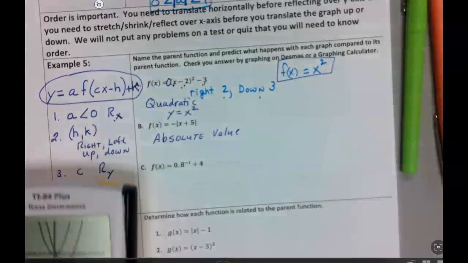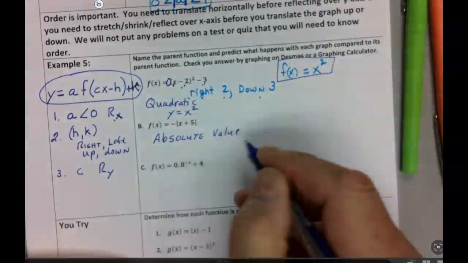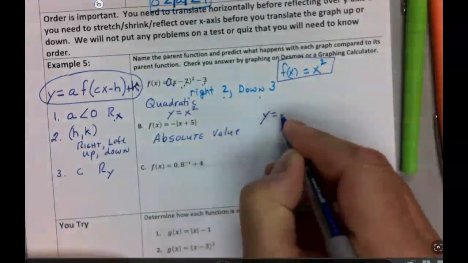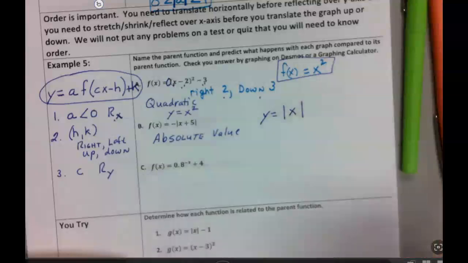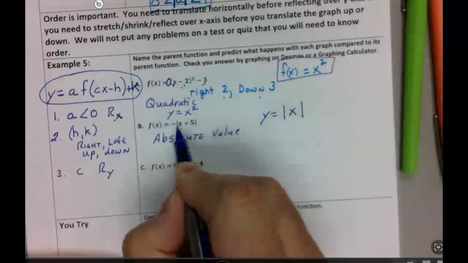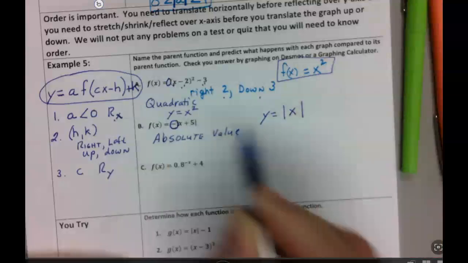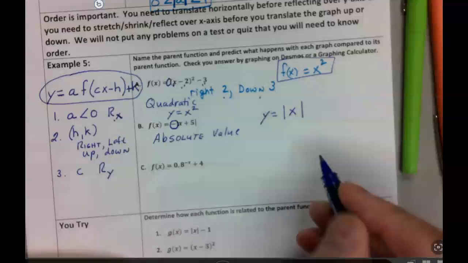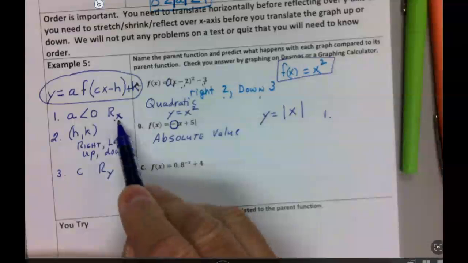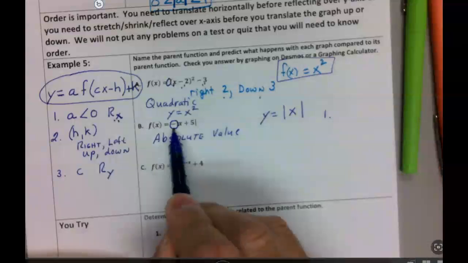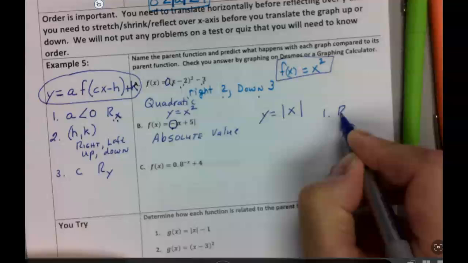Okay, let's look at the next one. This one here's an absolute value. So here's the parent function for the absolute value. Okay? So, step 1, we look here. What does that tell me is going to happen to the graph? There's a negative there. It's going to be reflected across the x-axis, agreed?